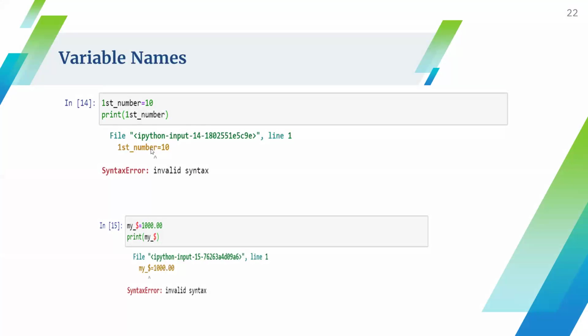And then we cannot use a dollar symbol at the end in Python. My underscore dollar equal to 1000.00. Again, it says it's a syntax error. I cannot use the dollar symbol here in Python. The first letter of the variable should not be a number. Similarly, the last letter should not be a dollar. It will throw an error.